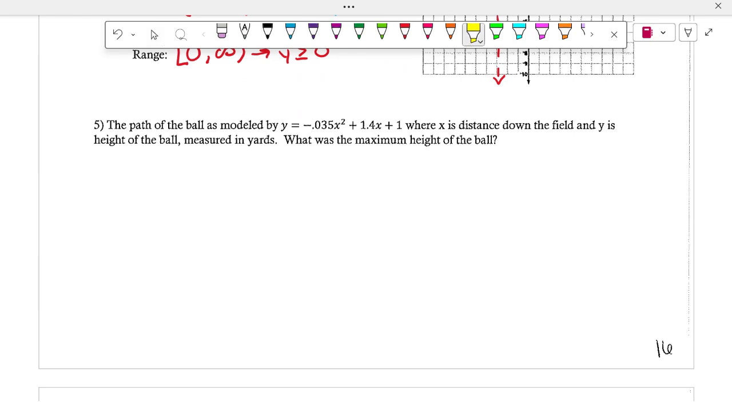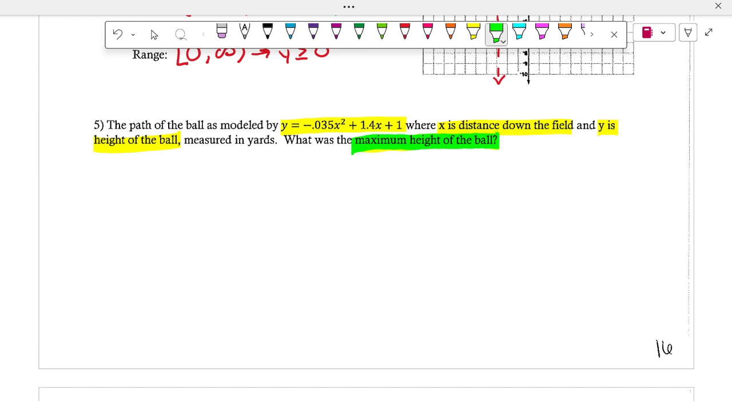All right. So the path of a ball is modeled by y is equal to -0.035x squared plus 1.4x plus 1, where x is the distance down the field and y is the height of the ball, measured in yards. And it wants to know what the maximum height of the ball is. So keyword right here, maximum height of the ball.